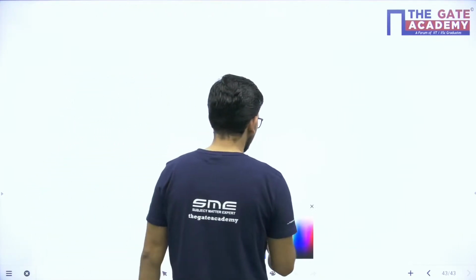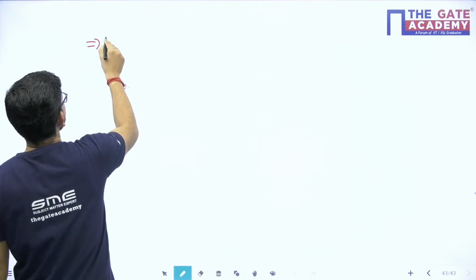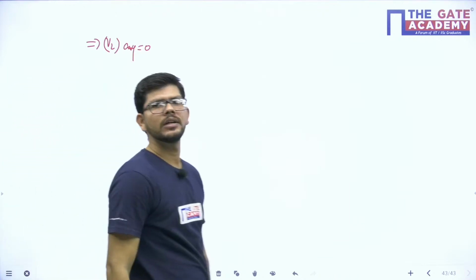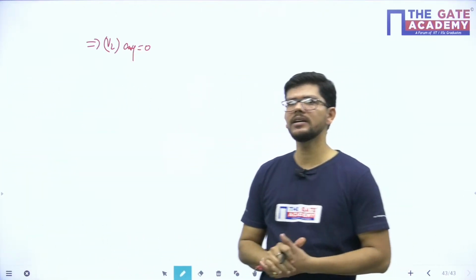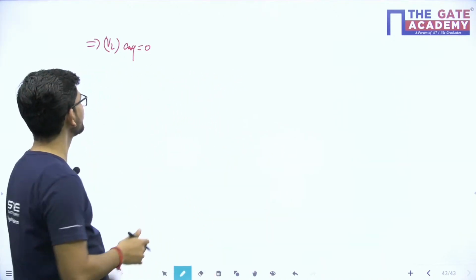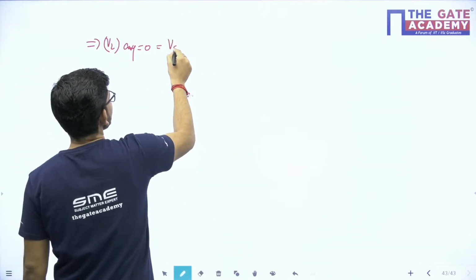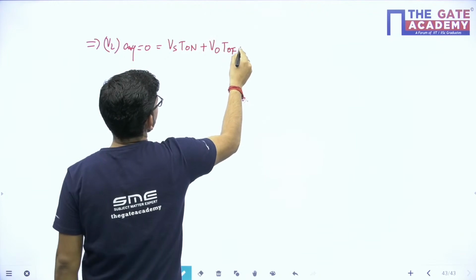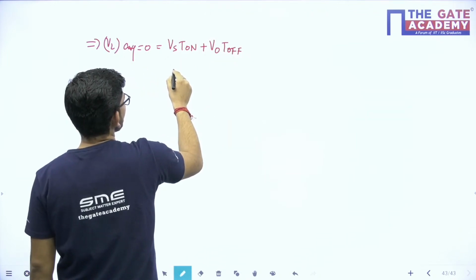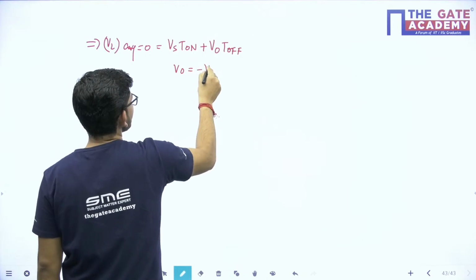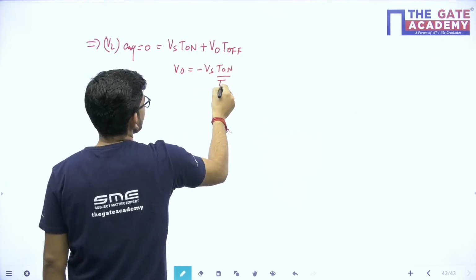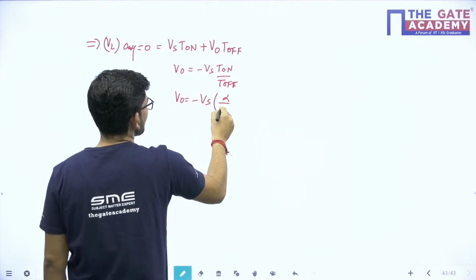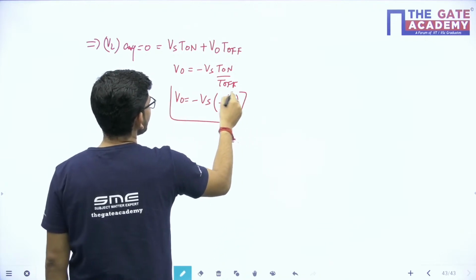Now tell me, if we calculate different parameters, that is VL average equals 0. First of all, we have to equate the volt-time area from the inductor voltage waveform. So if you equate VL average to 0, that is nothing but equating the volt-time area. The volt-time area is equal to this much. Now if this is equated to 0, what you will get? You will get V naught equals minus Vs T on upon T off, or V naught equals minus Vs alpha upon 1 minus alpha. So you are getting a negative sign here.